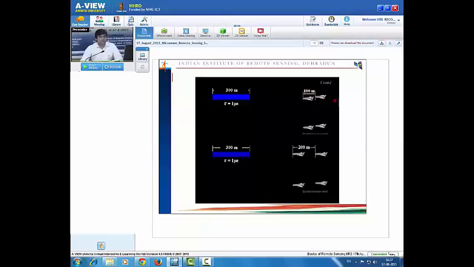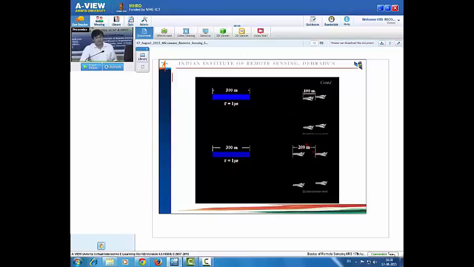Now see the first image here. The distance between the nose of this aircraft to the nose of the other aircraft is 100 meter. It means that these two aircraft will appear as only one object in the radar imagery, because the range resolution is 150 meter and this 100 meter is less than 150 meter. It means that both will appear as one object in the radar imagery or SAR imagery.